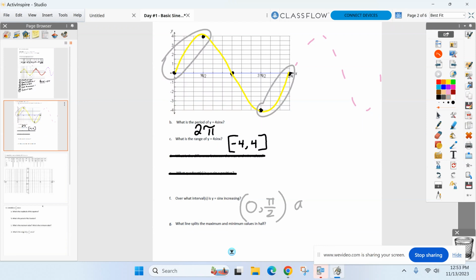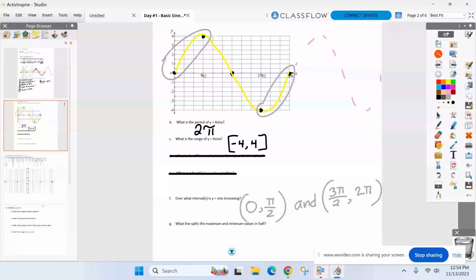And where else is this increasing? 3 pi over 2, comma, 2 pi. And same thing, parentheses. It's never actually increasing at those 2 specific points. Everyone all right?